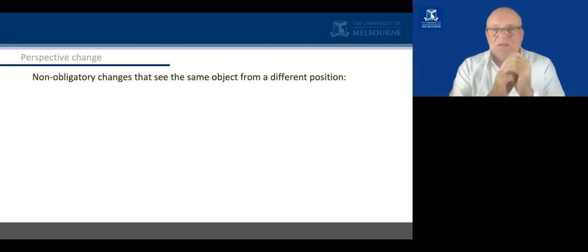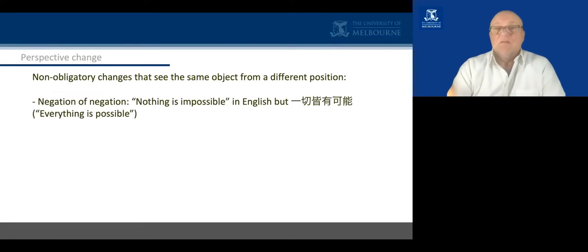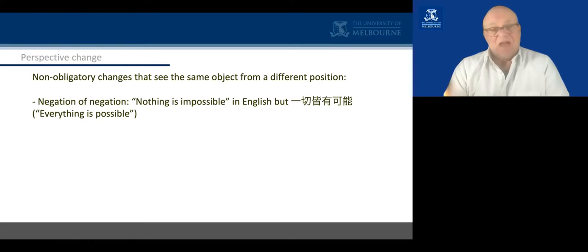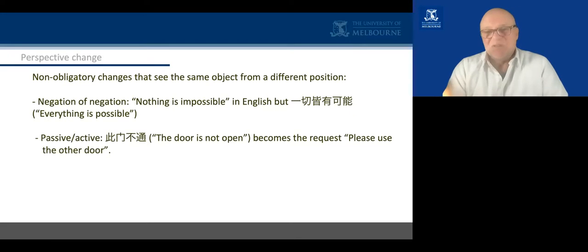Let's get now into the expression change, that long list of things where we change the way we're saying something. I'm talking about perspective change as a category here. It means you've got the one object, but you're seeing it from a different angle. The same object, just a different perspective. And this can mean negation of negation. So "nothing is impossible" could mean "everything is possible." Same thing, you're just saying it from a different perspective, with or without negation.